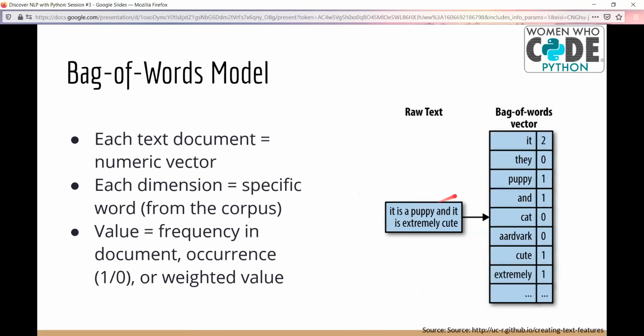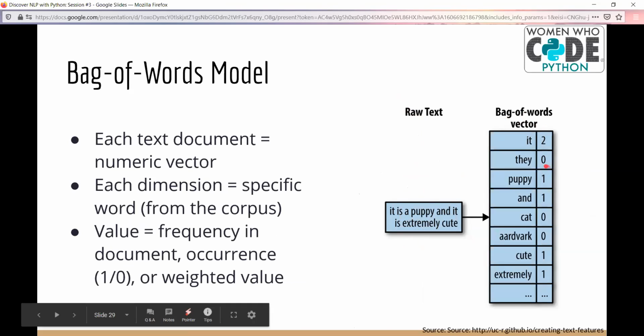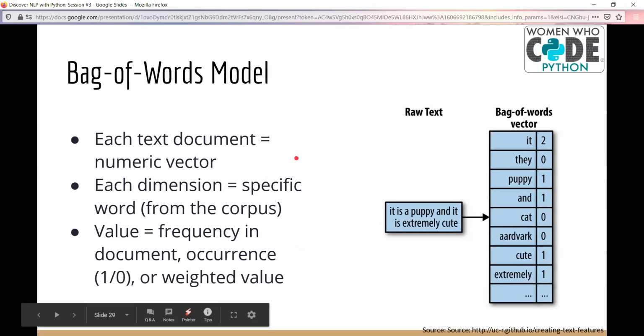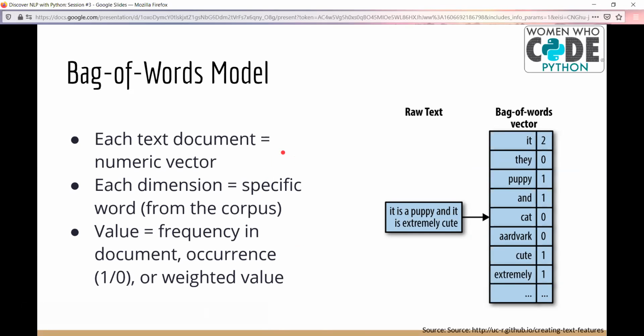As you can see, this is the raw text here: it is a puppy and it is extremely cute. To see that in the bag of words vector form, we score according to the frequency. It occurs twice, so we have scored that as 2. "They" hasn't occurred here, so we have put 0 there. Puppy, and, cute, extremely each occur once. So each text document is equal to a numerical vector here, and each dimension is equal to a specific word from the corpus. So this is about the bag of words.